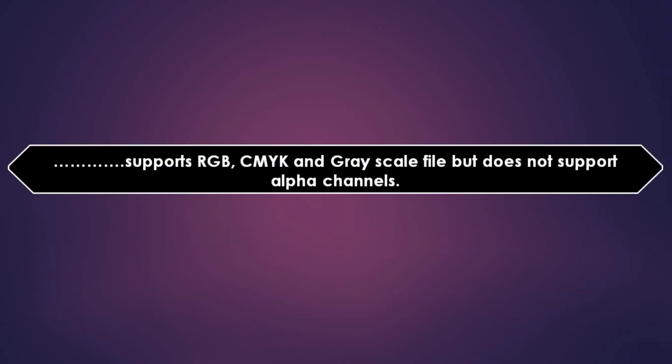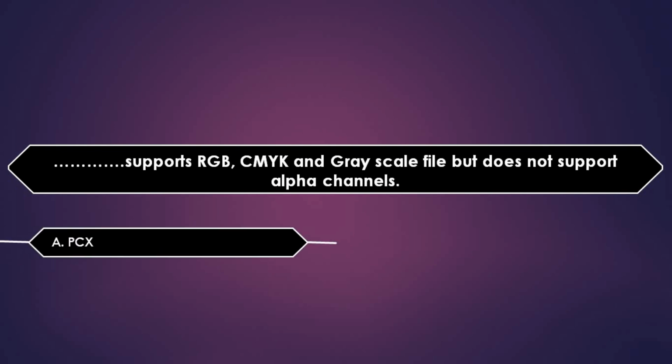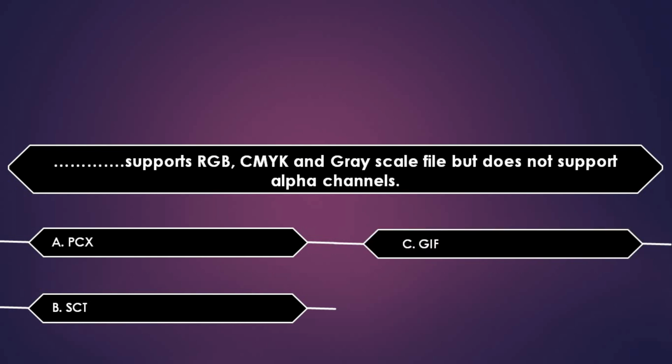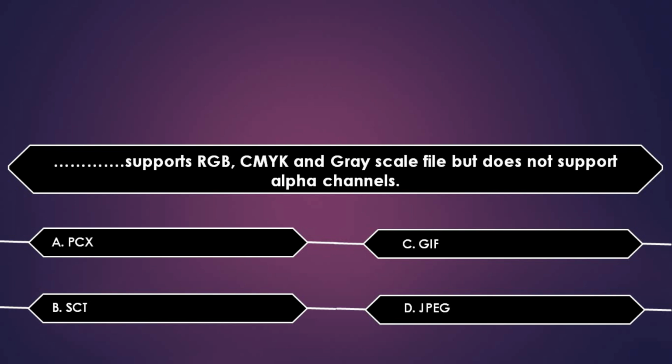Dash supports RGB, CMYK and grayscale file but does not support alpha channels. A. PCX, B. SCT, C. GIF, D. JPEG. The right answer is C. SCT. SCT supports RGB, CMYK and grayscale file but does not support alpha channels.